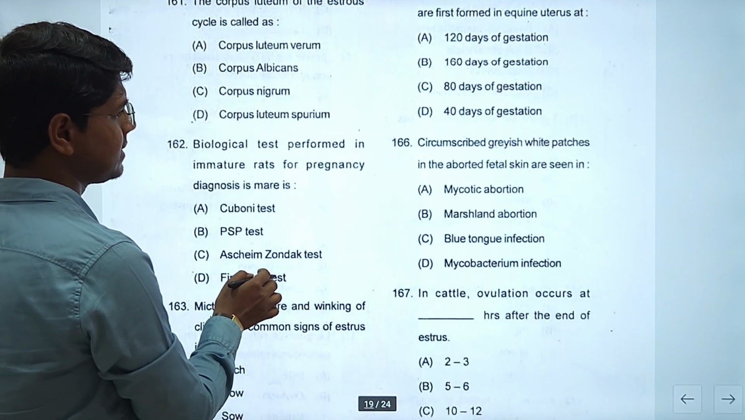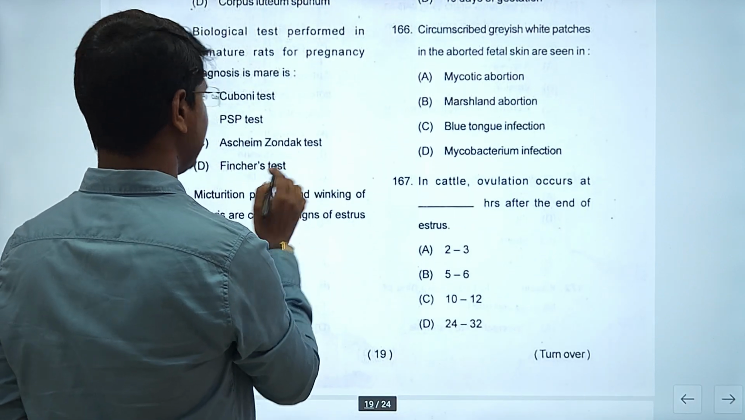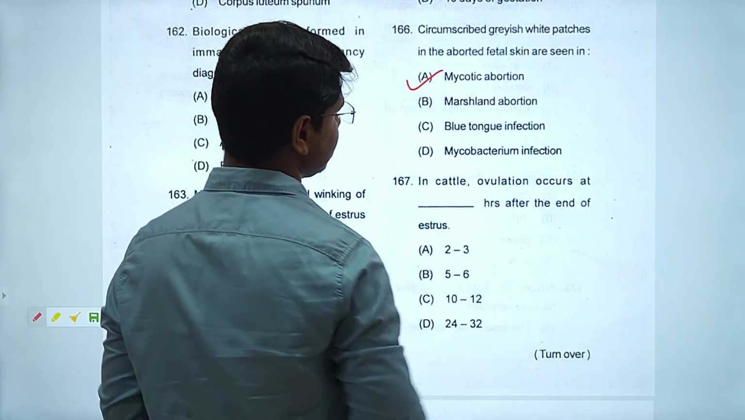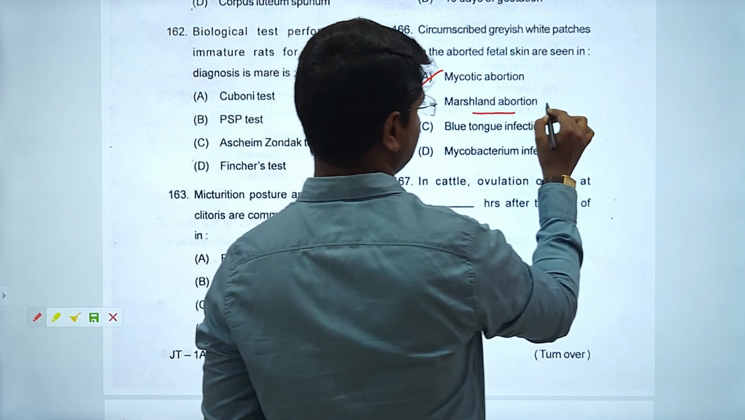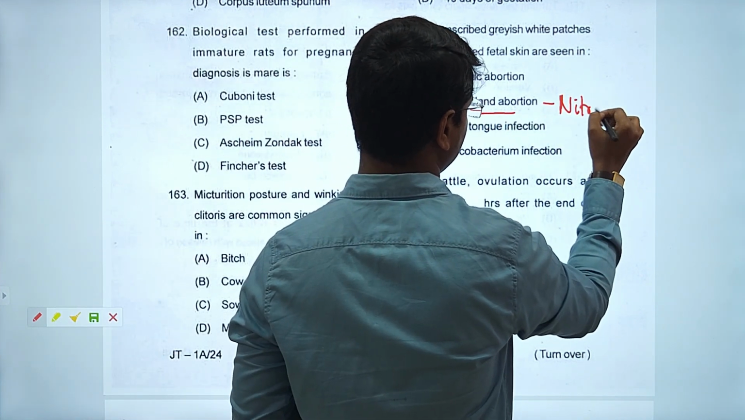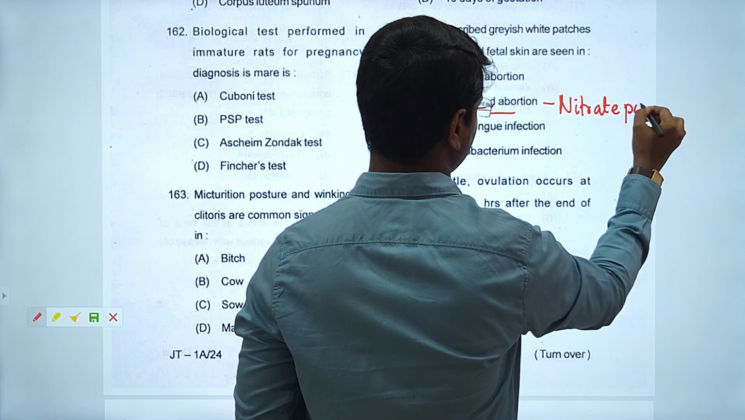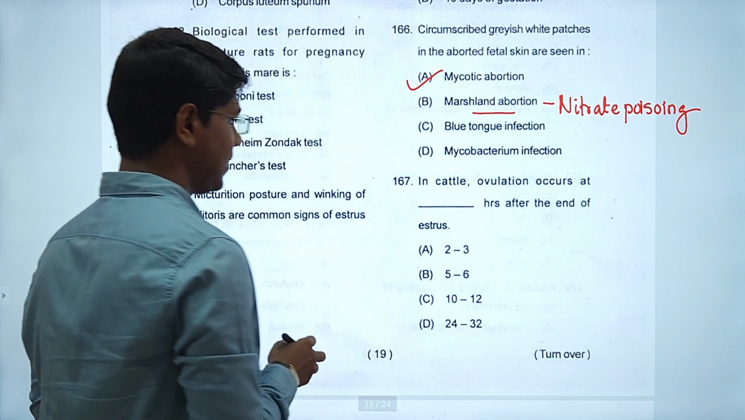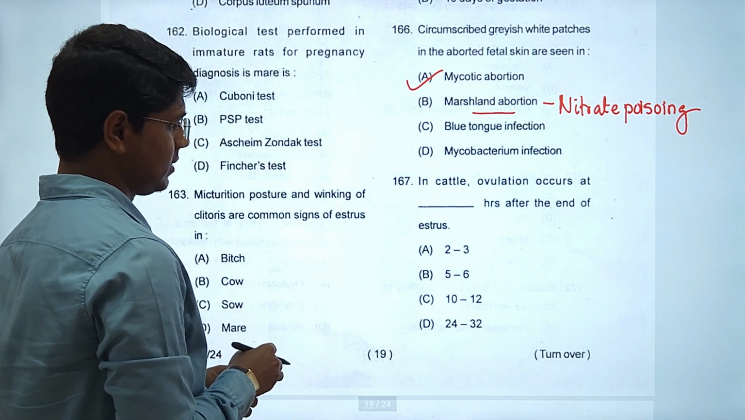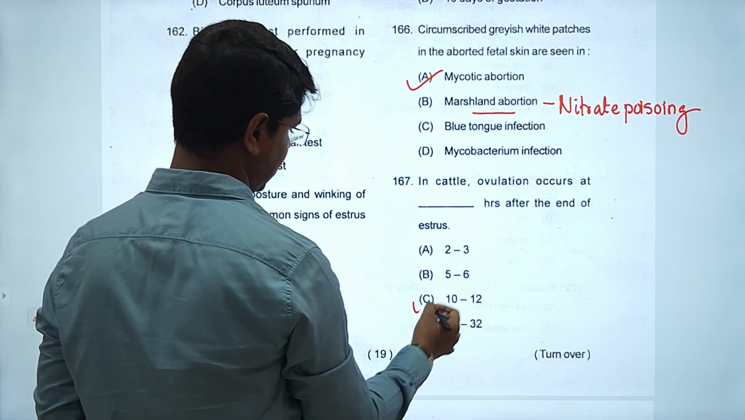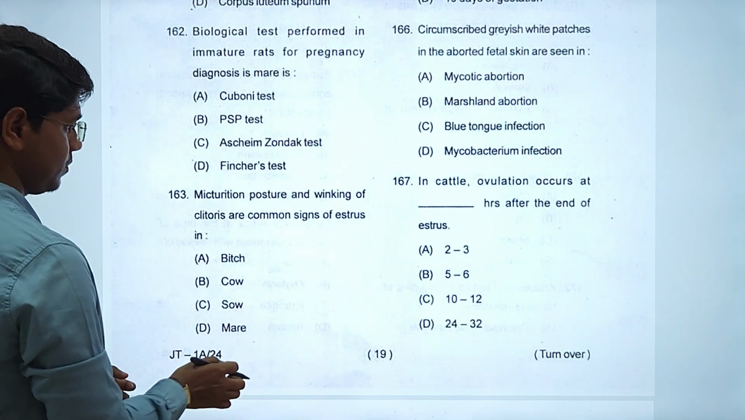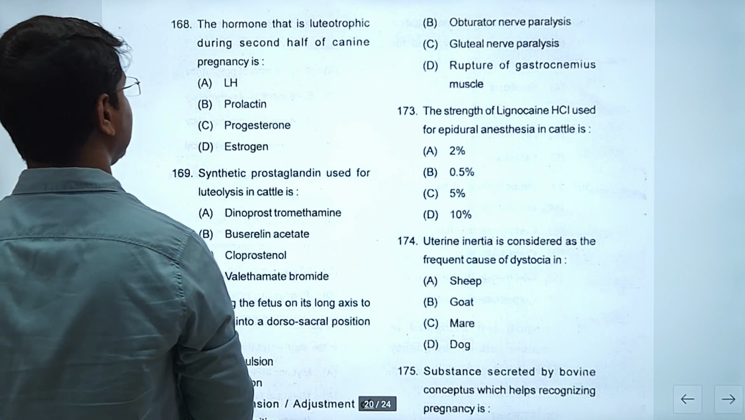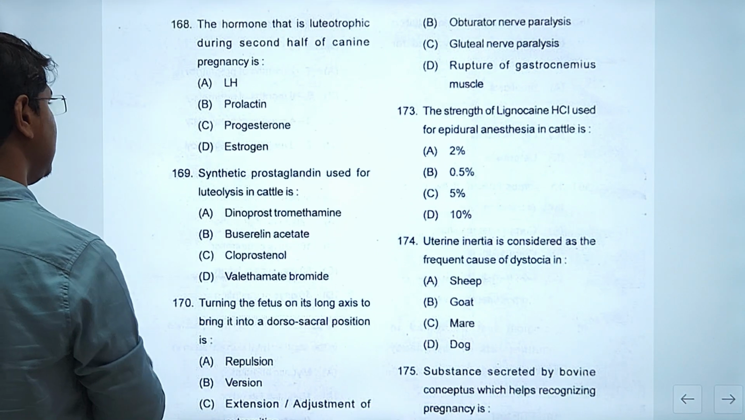Circumscribed grayish white patches are basically a sign of fungal disease, that is mycotic abortion. Marshland abortion denotes an abortion due to nitrate poisoning. In cattle, ovulation occurs 10 to 12 hours after the end of estrus. Next question. The hormone that is luteotropic during the second half of canine pregnancy is prolactin.